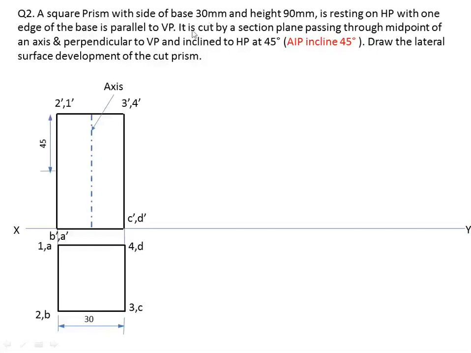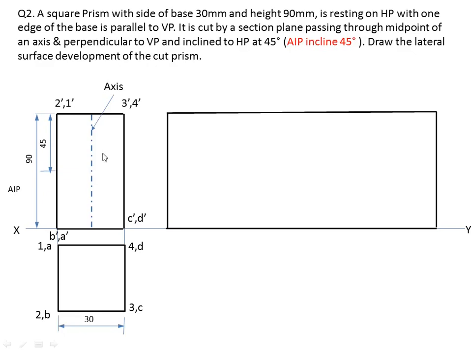Then this prism is cut by a section plane passing through the midpoint. So this is the midpoint. So this height is 90 mm. So this is the midpoint. So passing through the midpoint, an auxiliary inclined plane at 45 degrees. So we will draw the auxiliary inclined plane later.